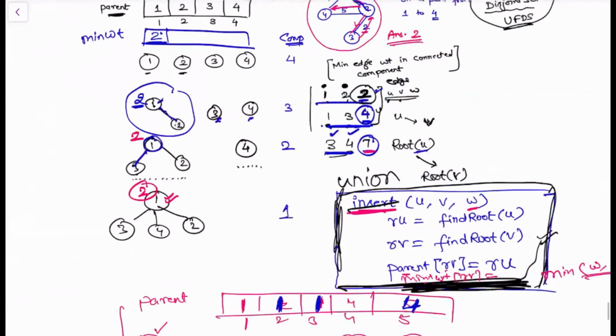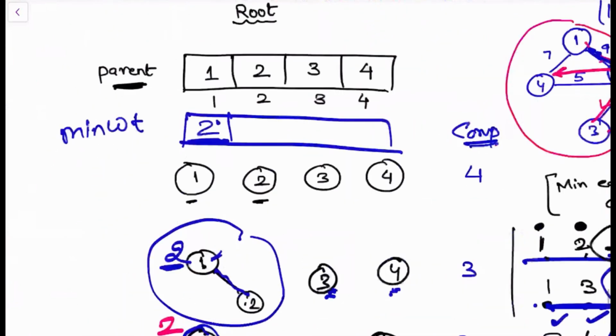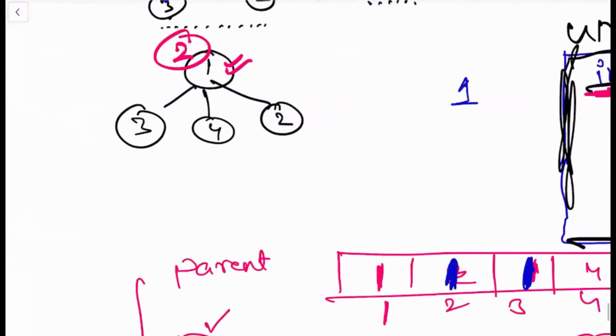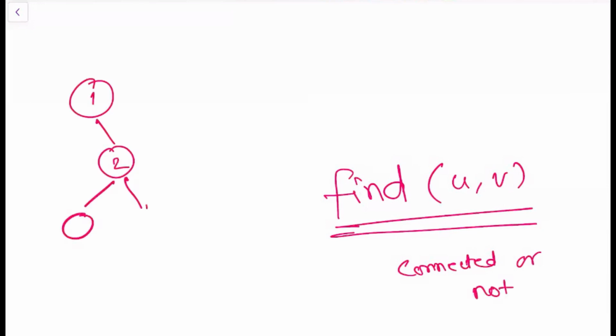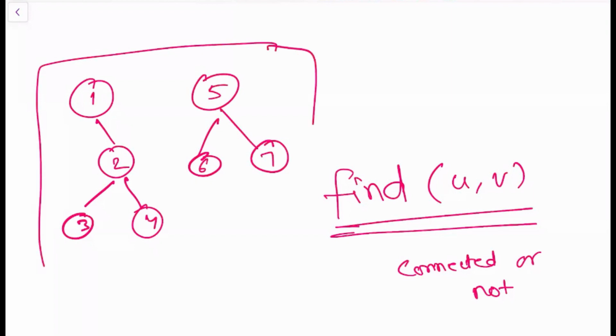Okay. Union we understood. Now the question is, how do you do the second operation, find? Find operation is ultimately when you say u and v, all you have to tell is whether u and v are connected or not connected. How can you tell two vertices are connected or not? Let's say our visualization became something like this: 3, 4, 5, 6. After edge insertions so far, this is what our graph has become.